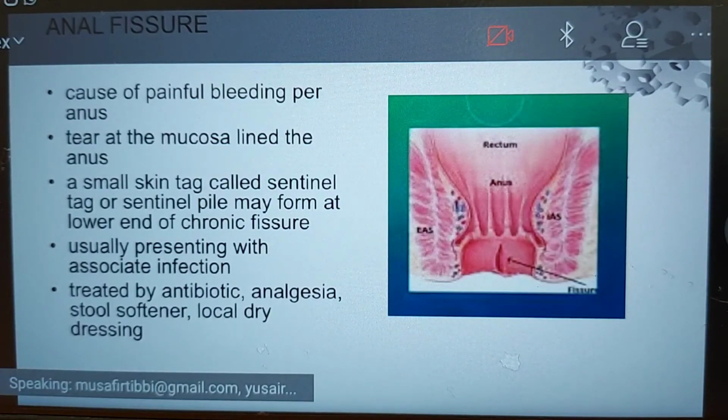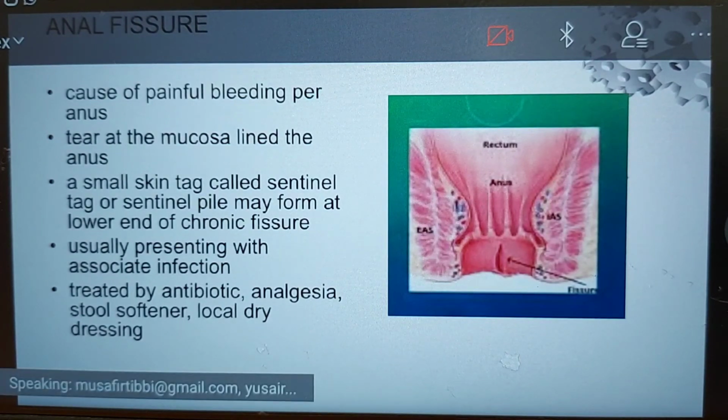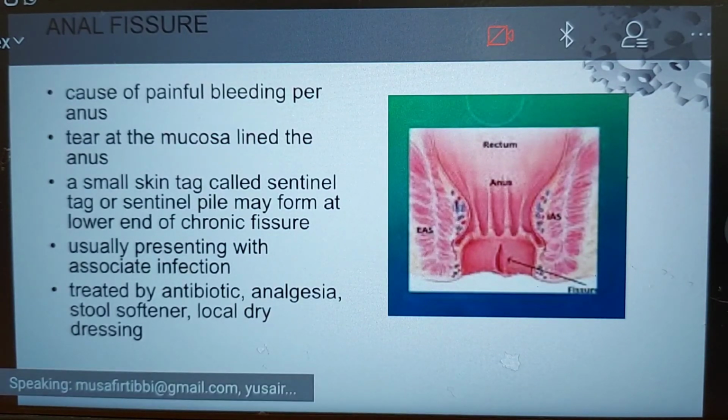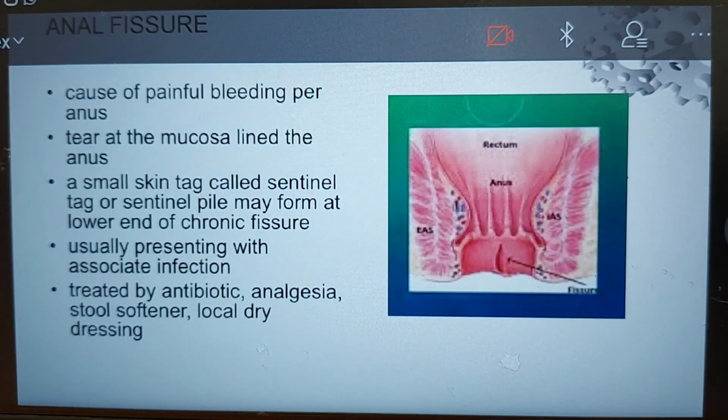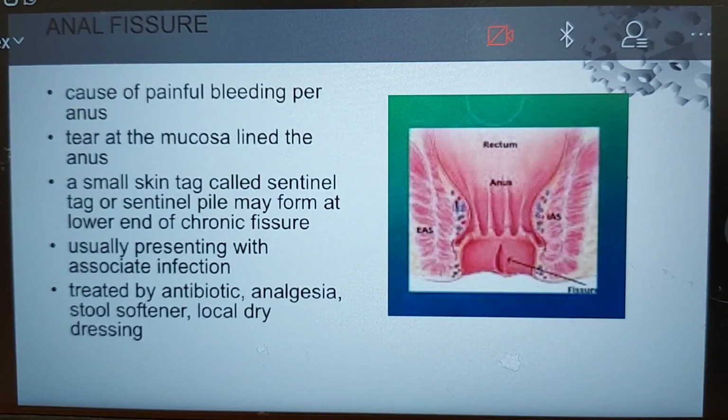Another one we do, if let's say this fails, then we do Botox injection, also meant to relax the internal sphincter muscle. Lastly, if everything fails with medical treatment, then we do lateral sphincterotomy. Okay, meaning that you cut part of the internal sphincter muscle. Okay.